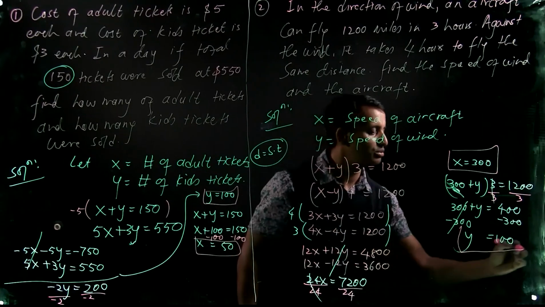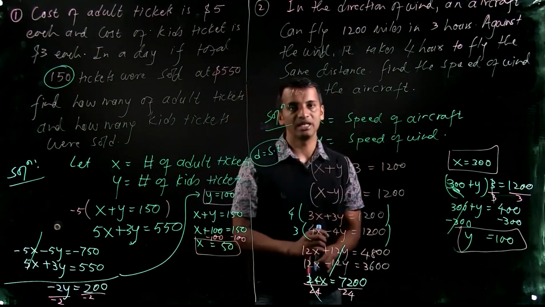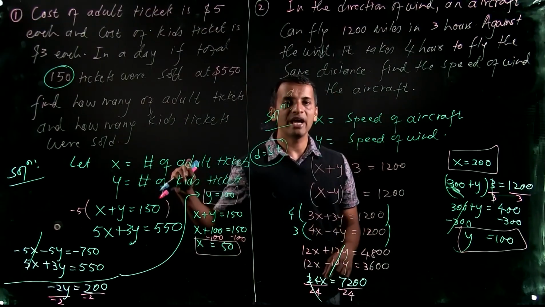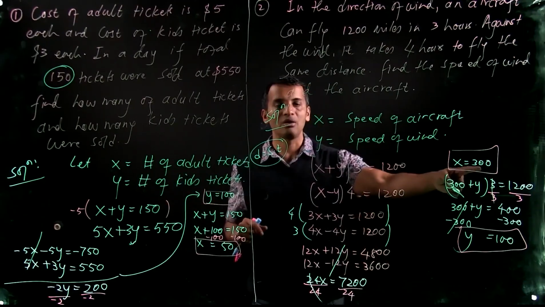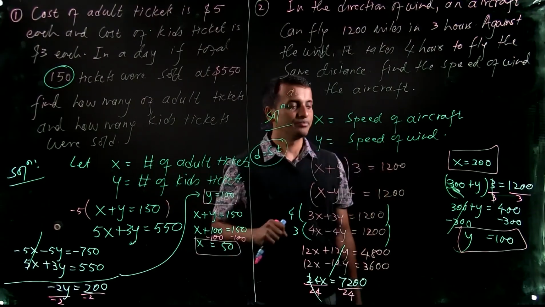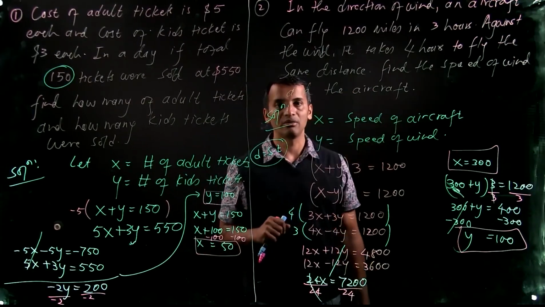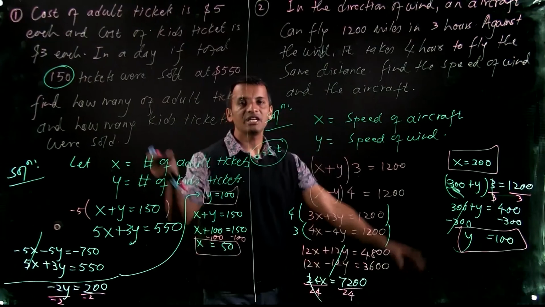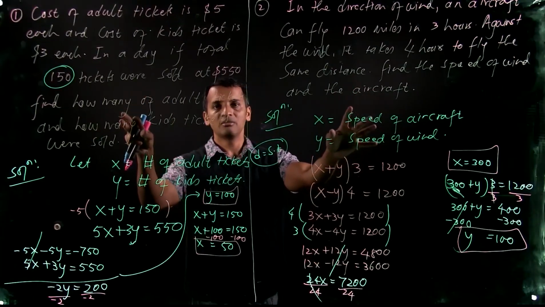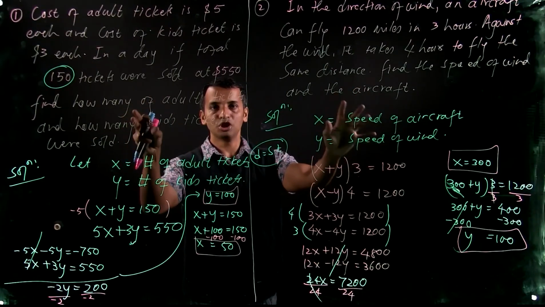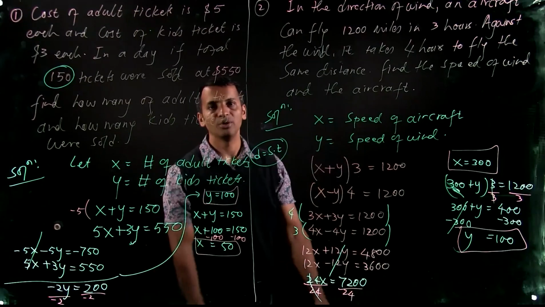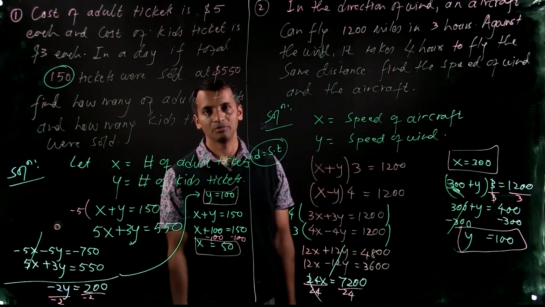So you got x equals 300 and y equals 100, meaning that the airplane is flying at a speed of 300 miles per hour, but the wind is flowing at a speed of 100 miles per hour. So this is how we set up the system of equations from the given situation, and then we solve using either the elimination method or the substitution method.